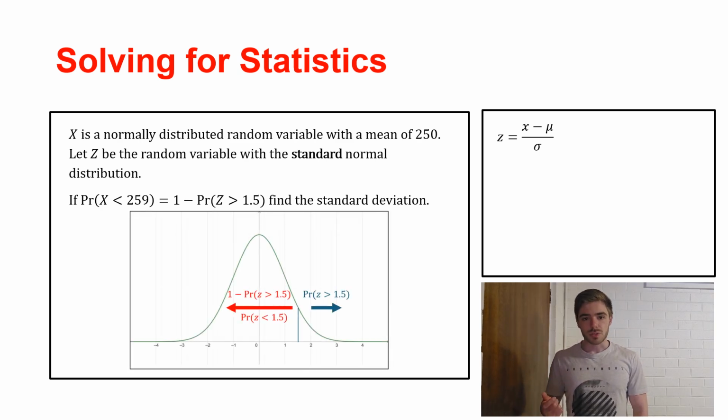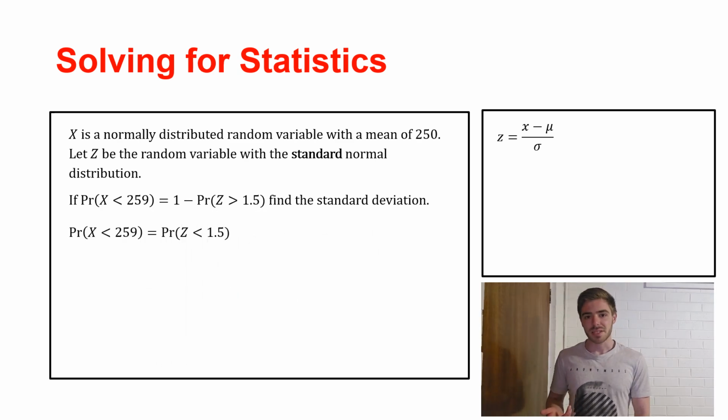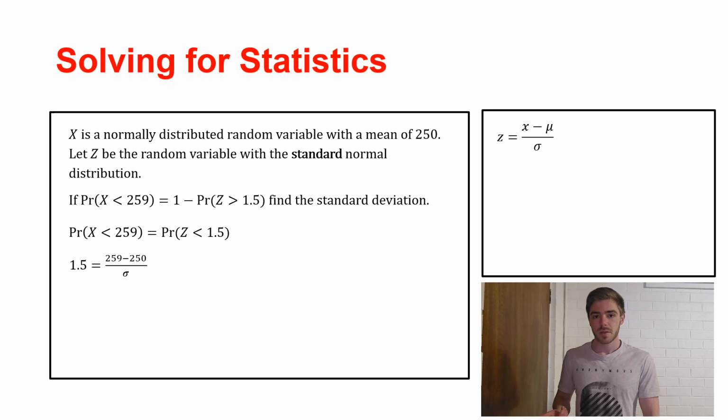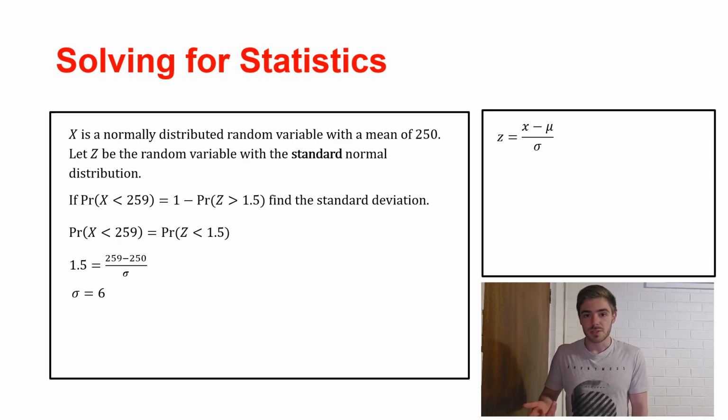Graphing the standard normal distribution looks like this. When we do that, we can see that saying 1 minus the probability that z is greater than 1.5 is the same thing as just saying z less than 1.5. So let's just say that instead. Much easier to compare. From here, we can see that the z-score must be 1.5, and the x-score must be 259. We were also told that the mean was 250. That leaves the standard deviation as the only unknown in that equation left. So to solve for it, we're just going to rearrange to get the standard deviation on its own, and then just simplify the equation.